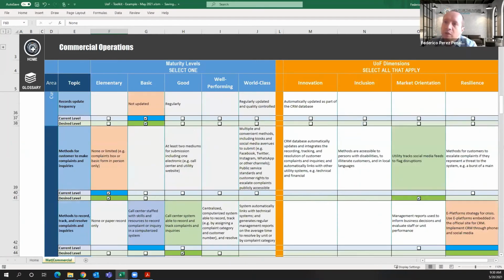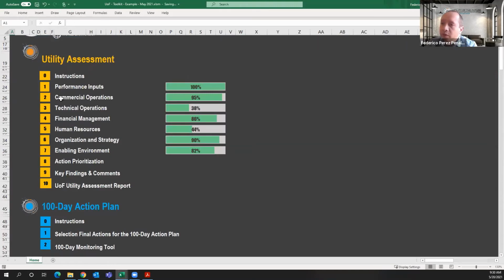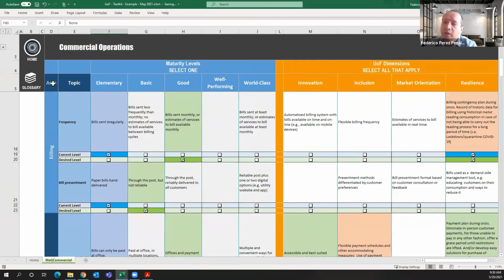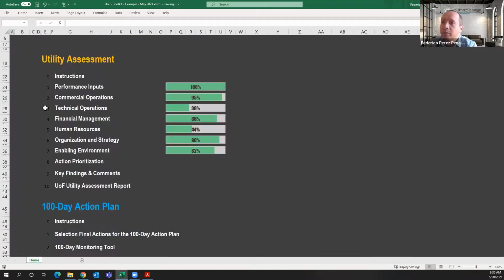Okay, I will go through another element, commercial operation as well. You will see the areas of commercial operation, billing, technical operation.